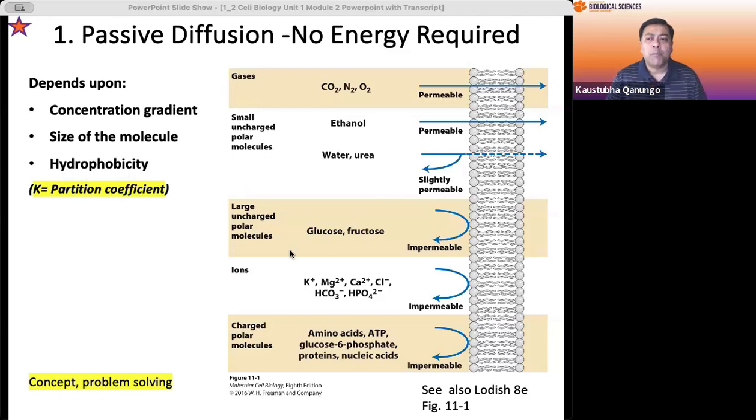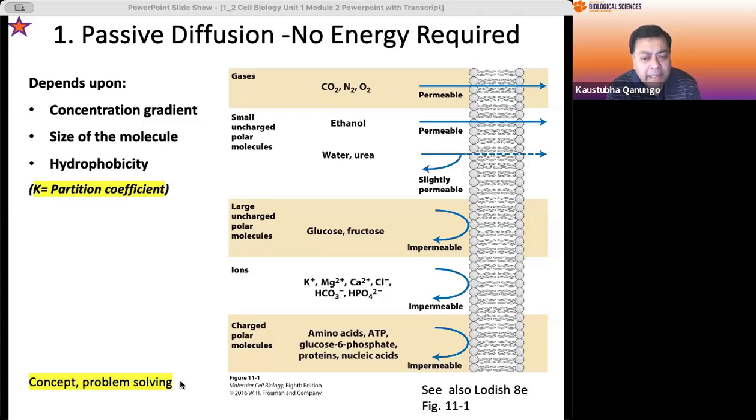Then the most important factor for the membrane particularly is hydrophobicity. Hydrophobicity is the ability of the molecule to dissolve in the lipid bilayer, and this is measured as the partition coefficient. The higher the partition coefficient, the more the hydrophobicity of that molecule increases. I will not ask any specific question based on that in the exam, but you will see there is one question in your quiz that a lot of people have struggled with.